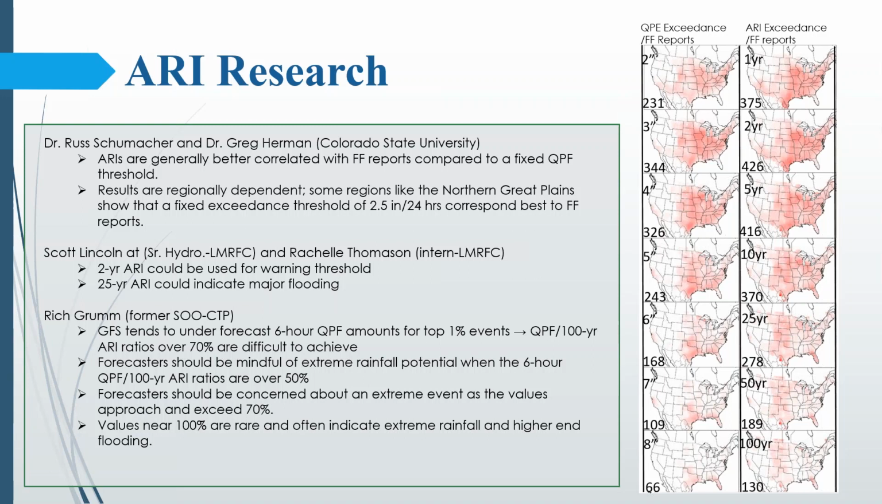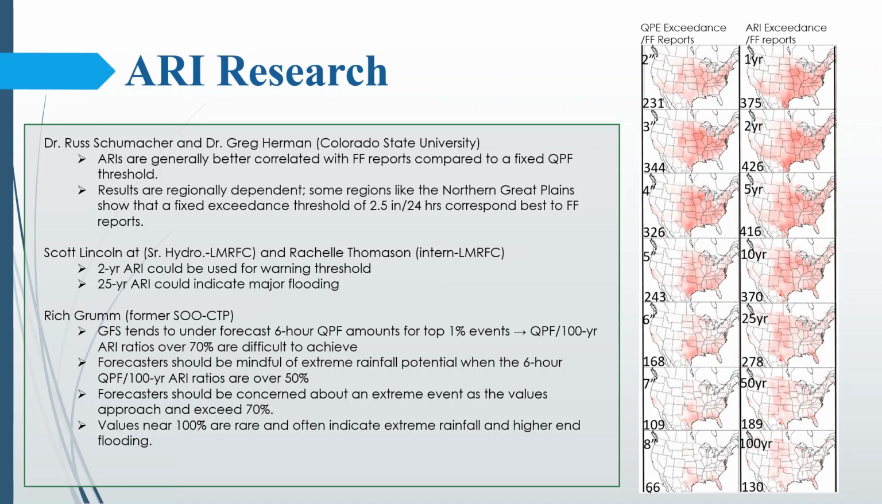So some regions like the Northern Great Plains, actually they have found that exceedance thresholds of 2.5 inches in 24 hours better corresponds to flash flood reports. So you can get more information on that by taking a look at those papers. I'd be happy to provide that information for you if you email me after the talk.